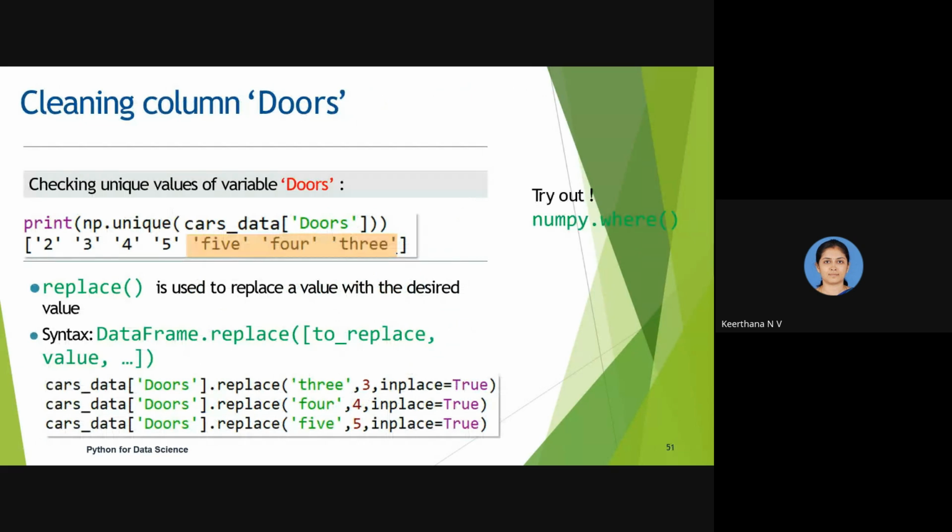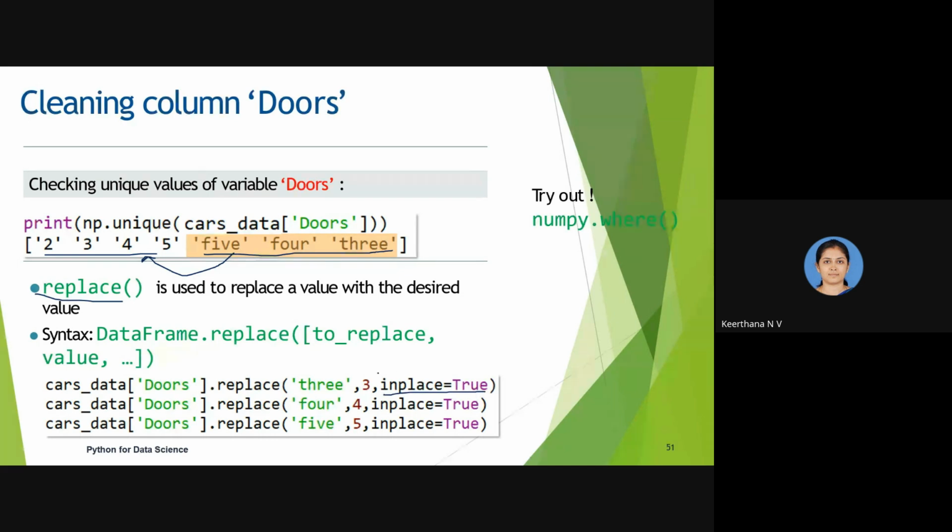And cleaning column stores. It means that I used to replace. In the doors column I'm having both the integer values and also the categorical values. Categorical values means strings. So I want to replace this categorical value with an integer. How can I do that? By using the replace method. So the syntax is data frame dot replace, and to replace, comma, which value you are going to replace by what, and you have to give inplace equal to true.